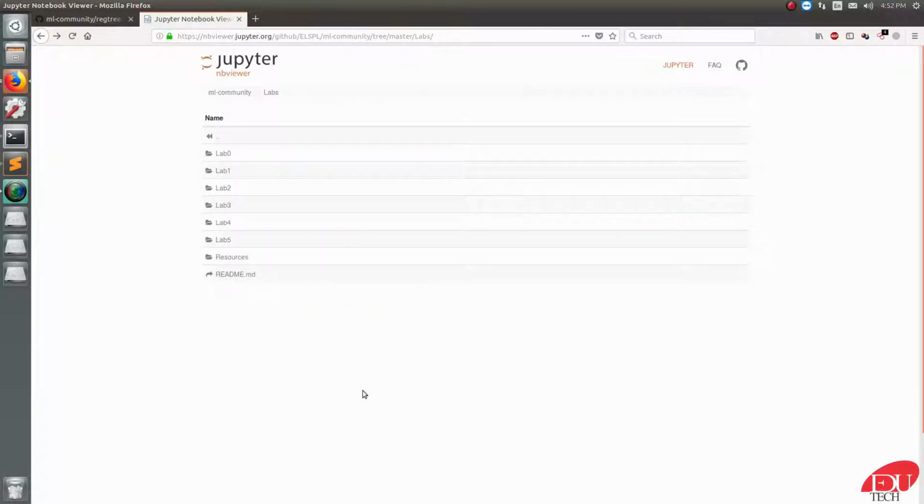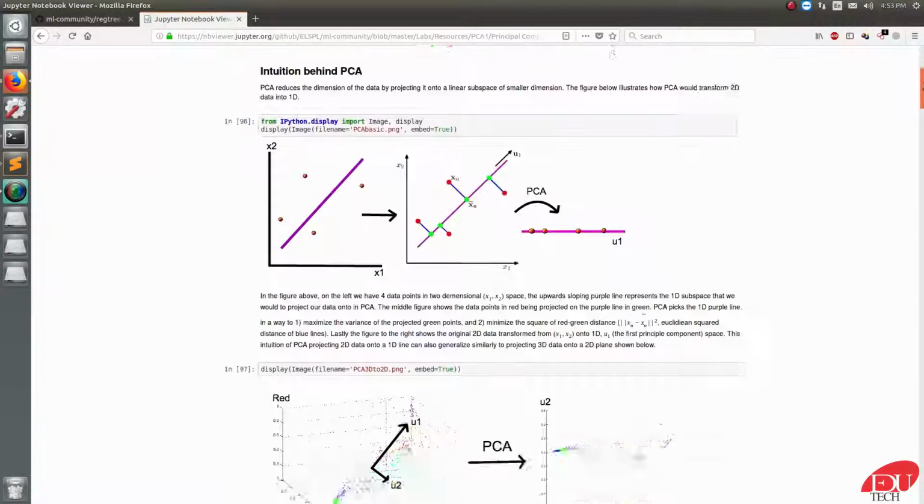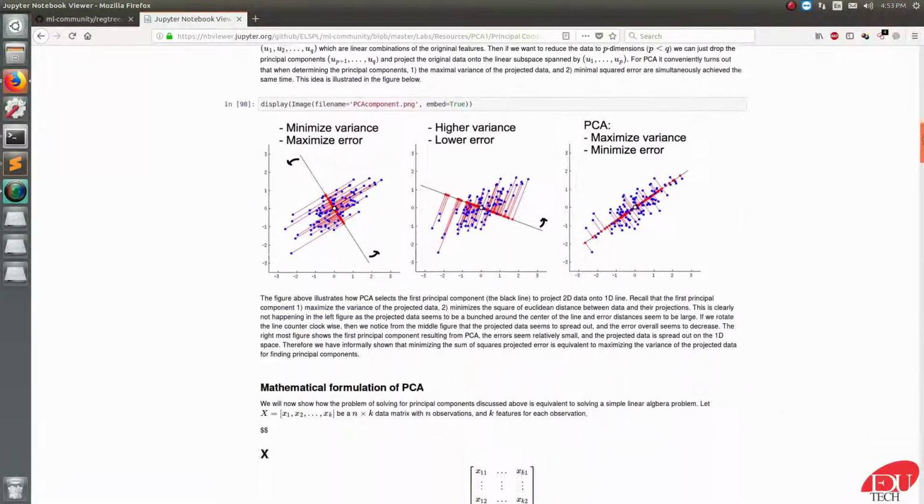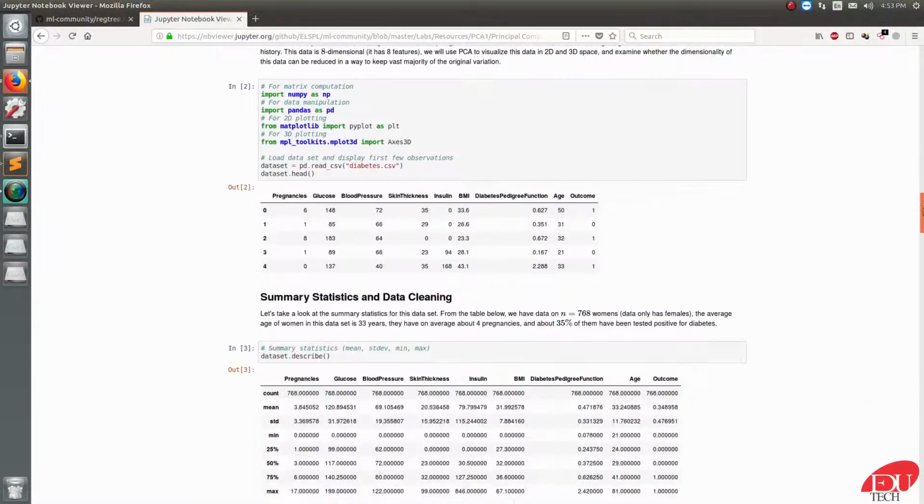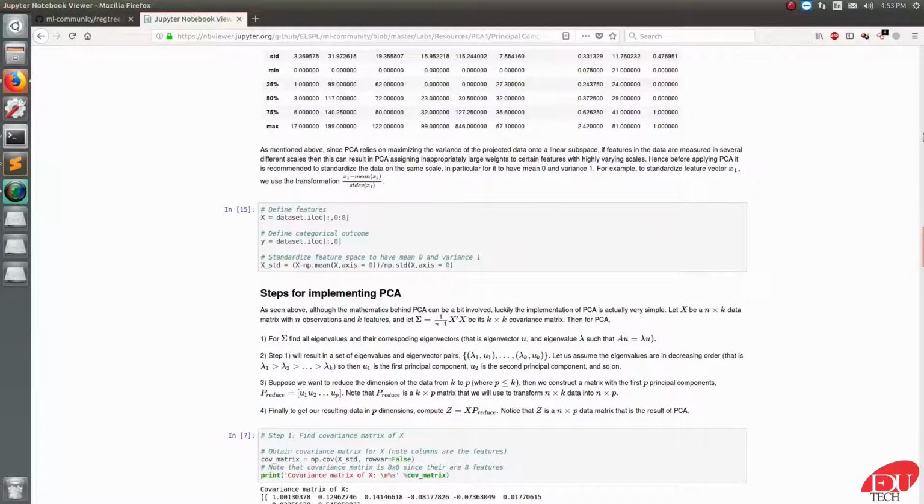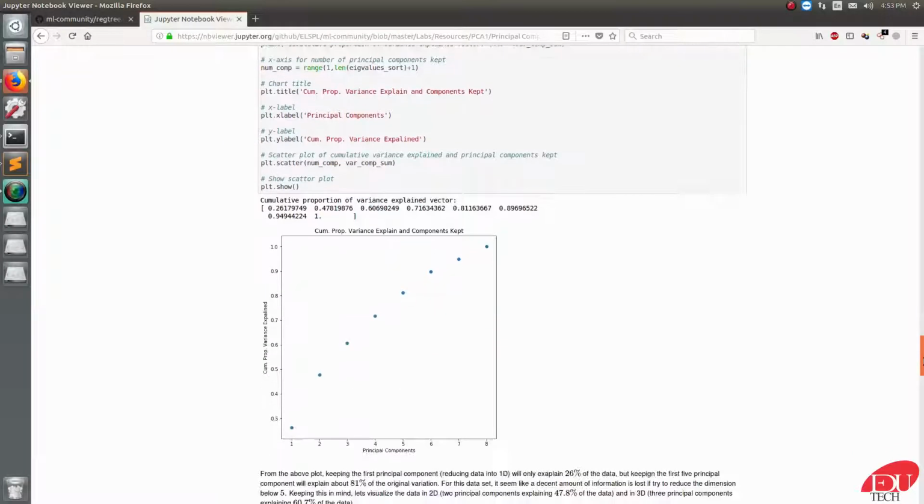So that's that for the different labs. There's also a resources section where there are the different notebooks, reference notebooks of people who have been working on this. There are different notebooks on GitHub, some references which you and I use to understand the concepts, like this one for PCA. So I would recommend you go through these as well.